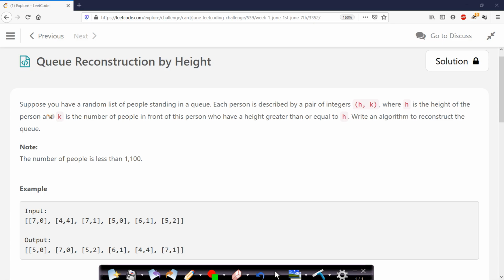The problem here says that suppose you have a random list of people standing in a queue. Each person is described by a pair of integers h, k, where h is the height of the person and k is the number of people in front of the person who have a height greater than or equal to h. Write an algorithm to reconstruct the queue. The number of people is less than 1100.